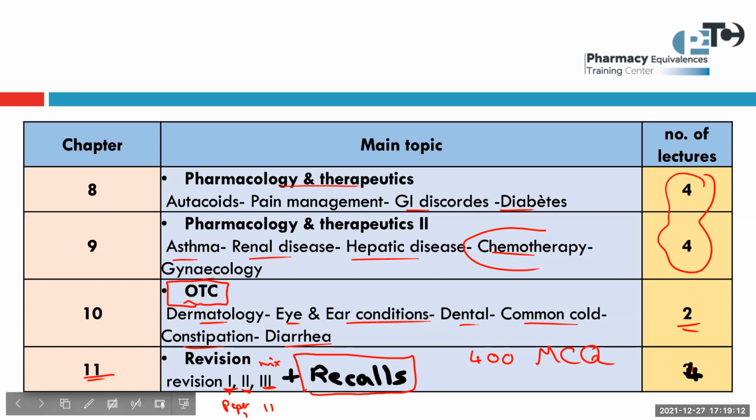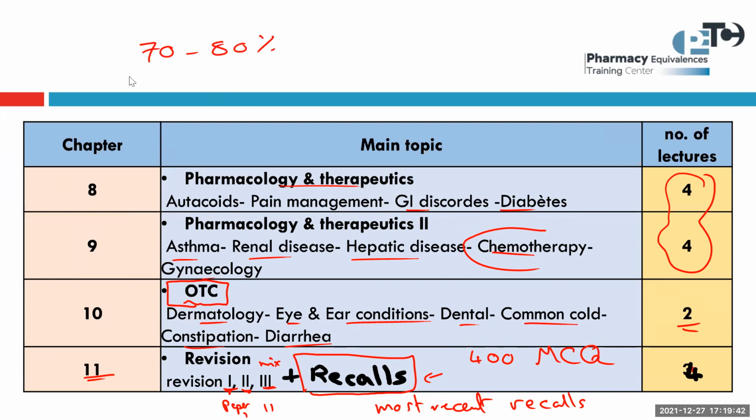Why? Because it contains the most recent recalls, the most recent recalls of the last 2 or 3 exams. So the percentage of repetition of those questions involved in this lecture is very high. As I mentioned, about 70 to 80% of the questions that we will discuss, you may find in the exam. The other 20 or 30% are new questions.